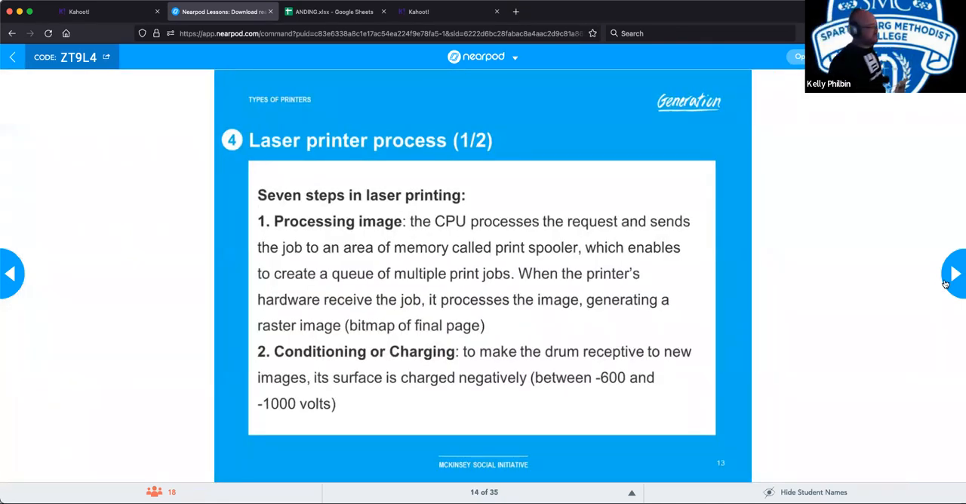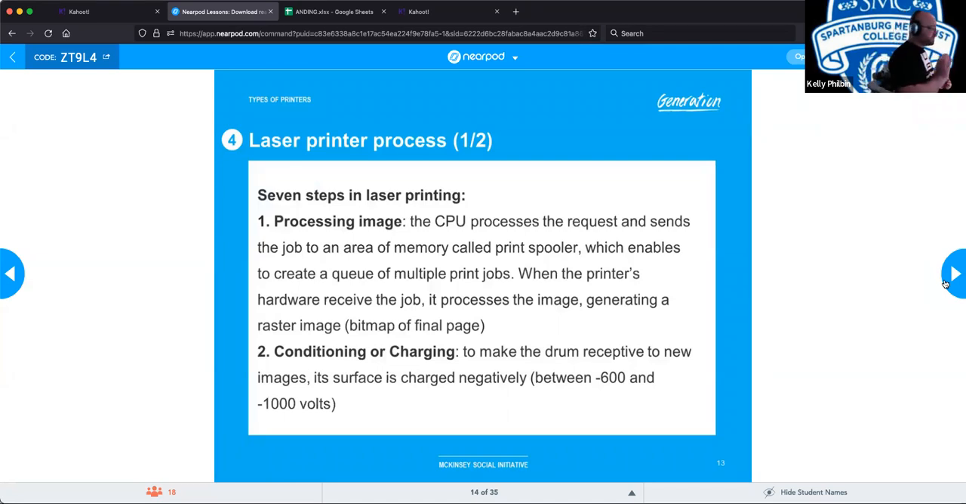So the first step in the laser printing process is processing. This is when the CPU or the computer itself sends the image over to the printer. And it gets placed into an area of memory that we talked about yesterday, the print spooler, which is essentially the queue. It's where all these jobs line up in order, waiting their turn to actually move through the printer itself.